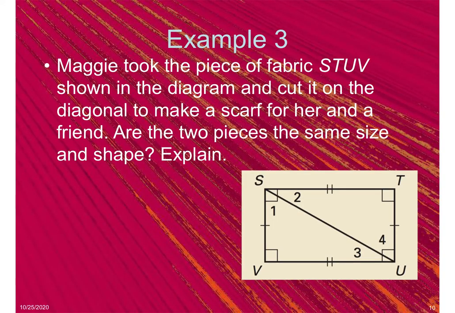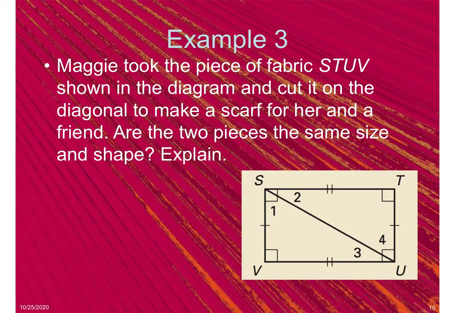Maggie took the piece of fabric STUV shown in the diagram and cut it on a diagonal to make a scarf for her and a friend. Are the two pieces the same size and the same shape? Explain. Well, we need to match up all of the angles. We need to match up all of the sides, okay? Let's start with the sides because that's the easier one, okay?